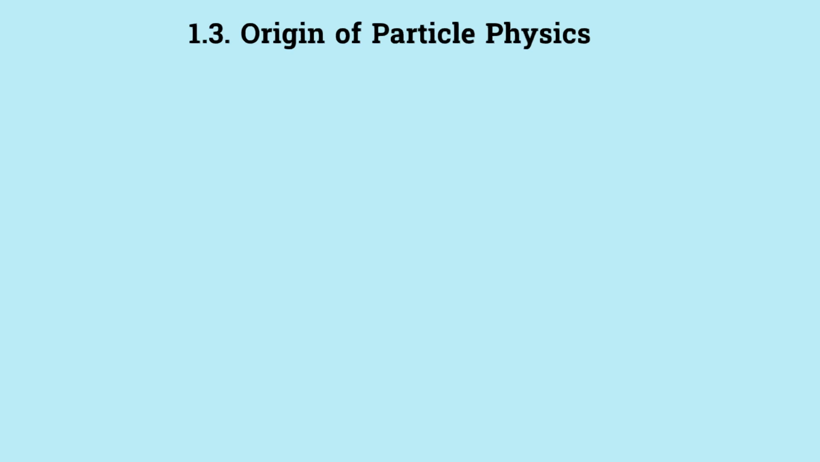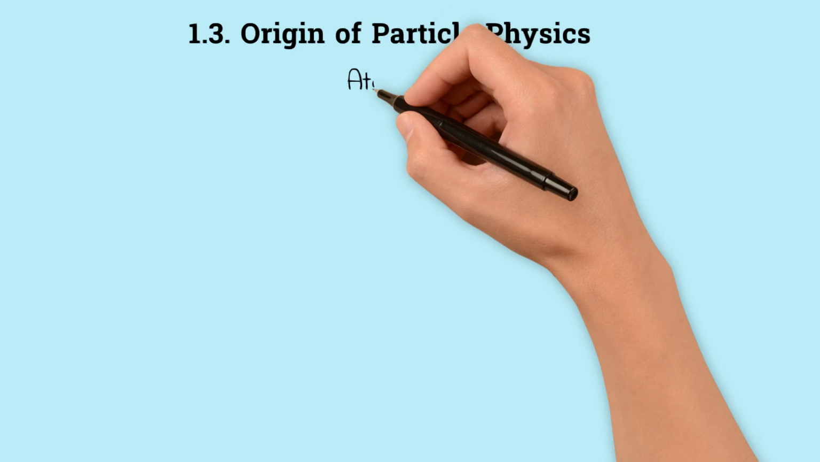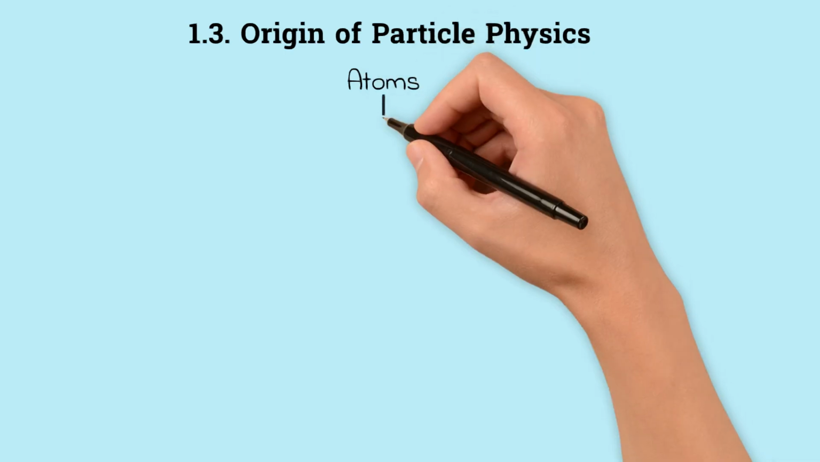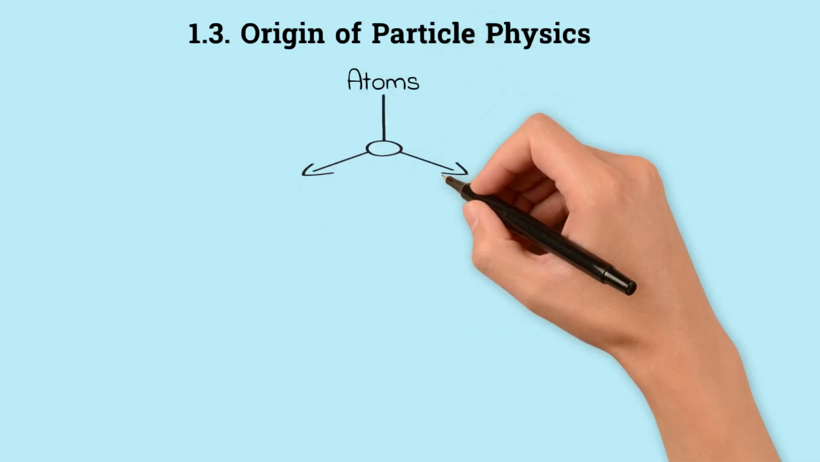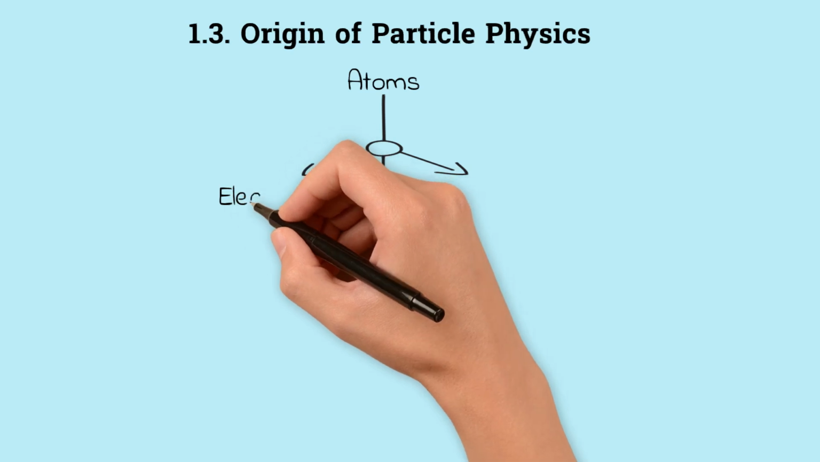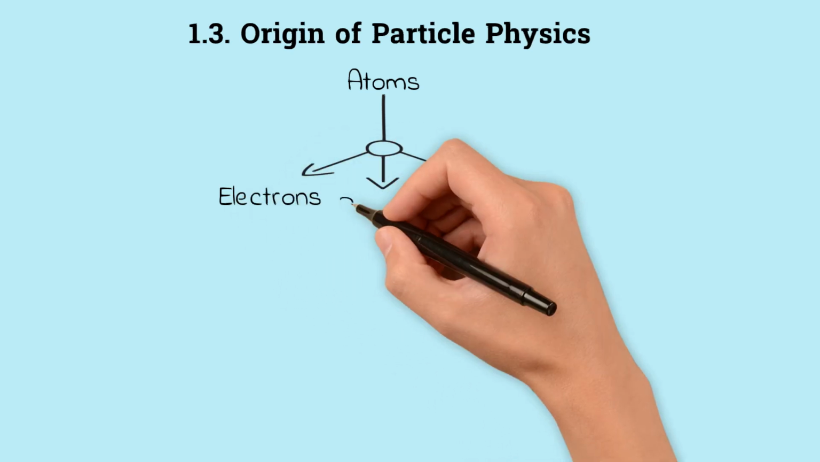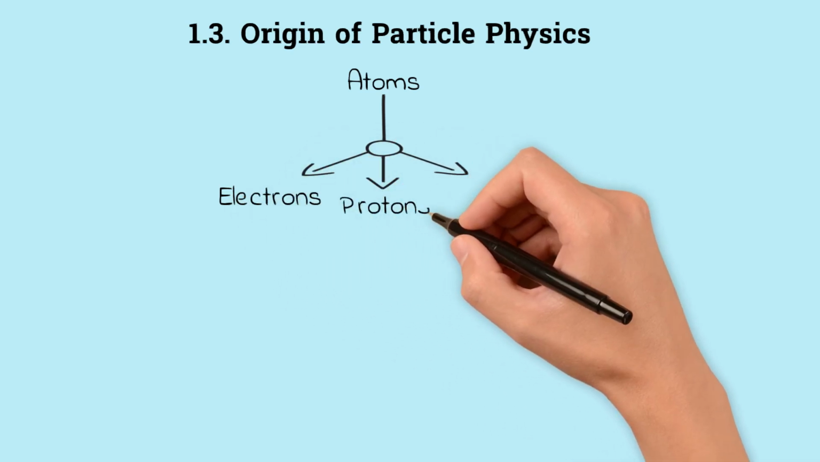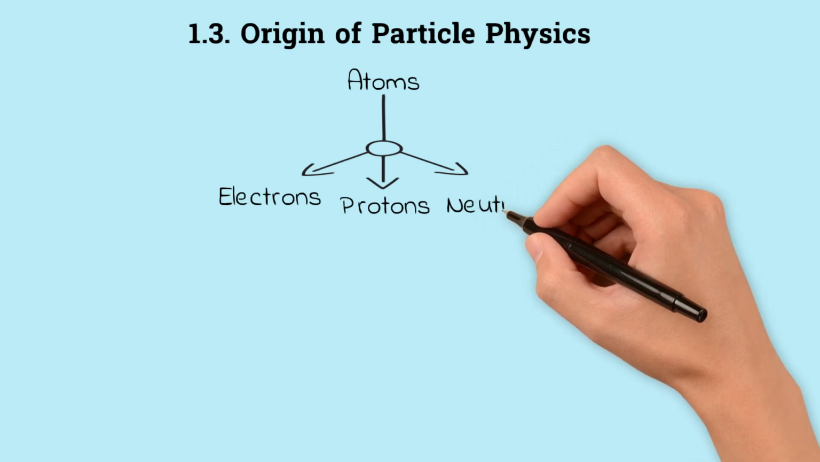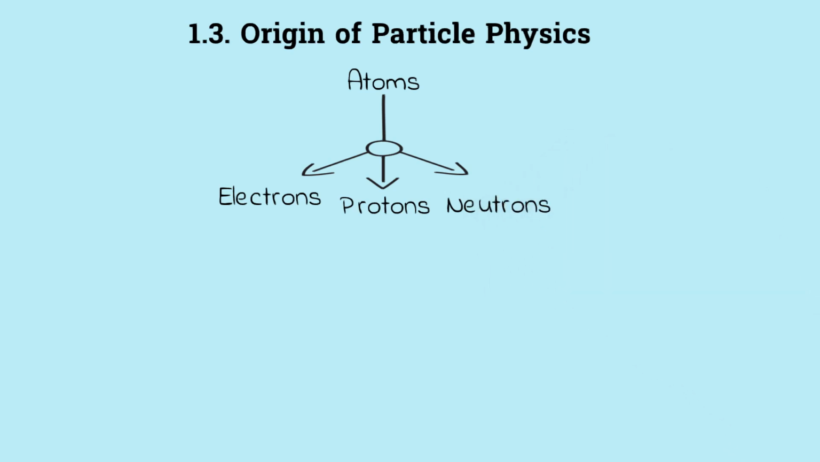But in 1897, J.J. Thomson discovered the electron. Later on, the proton was discovered by Ernest Rutherford in 1919, and in 1932, James Chadwick discovered the neutron. So by 1932, it was already an established fact that the atom is made up of three subatomic particles: the electrons, the protons, and the neutrons.